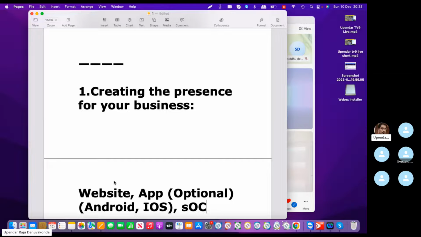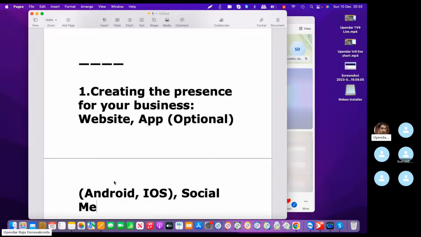And you have to create social media platforms. Why are we doing all this? Because we want to promote a business, so I'm saying you have to create presence first. Then you have to drive the traffic to the website from the presence you have created, and that helps you increase your reach, and get more customers and more leads.